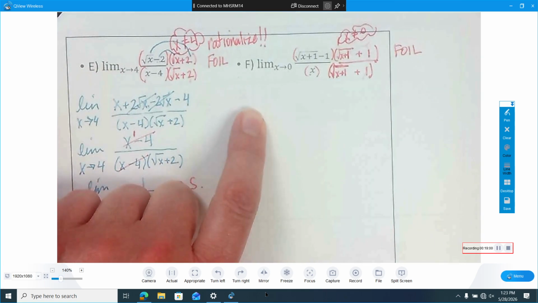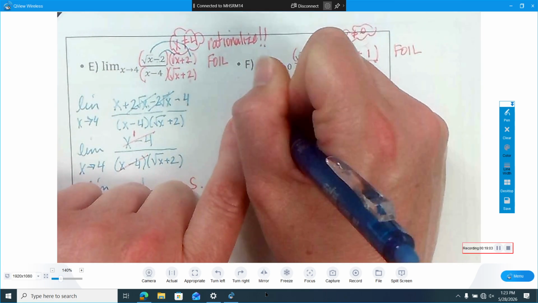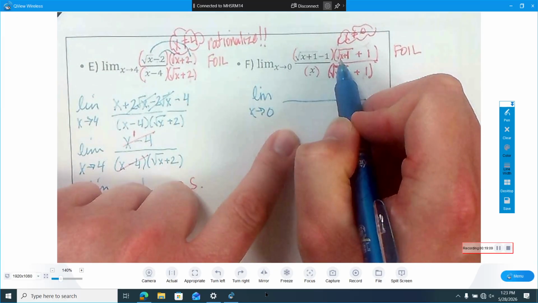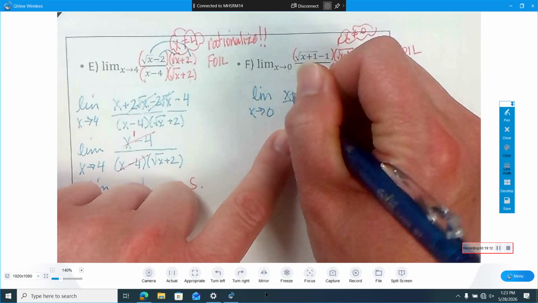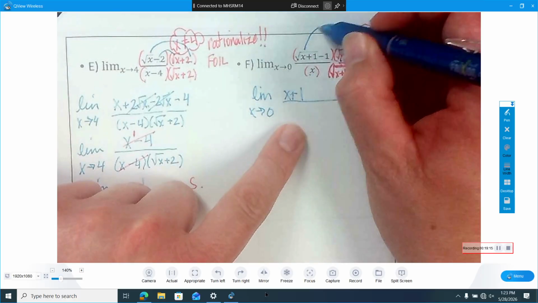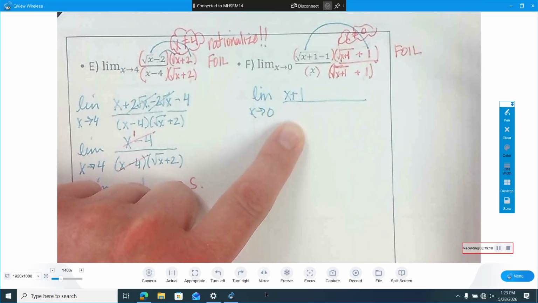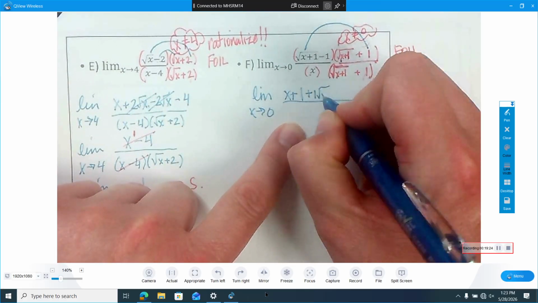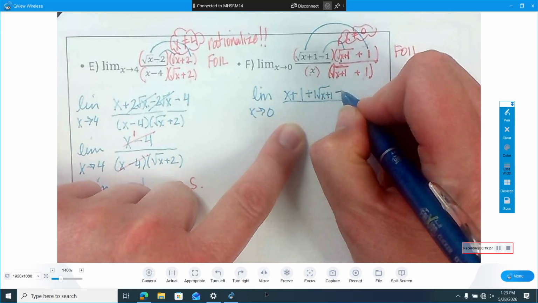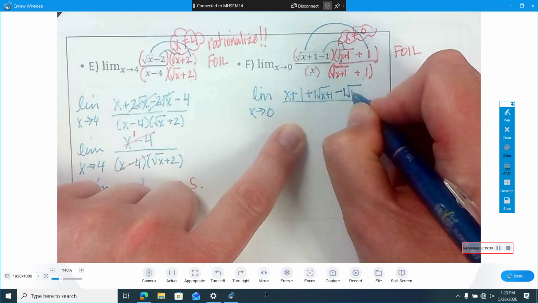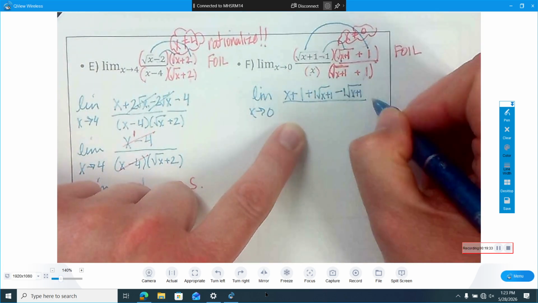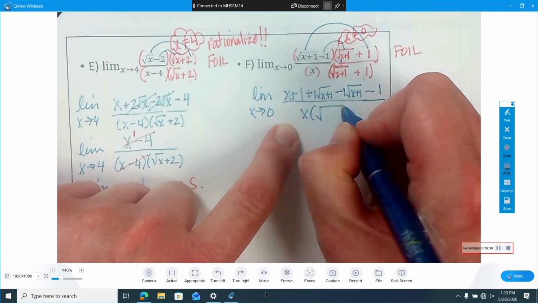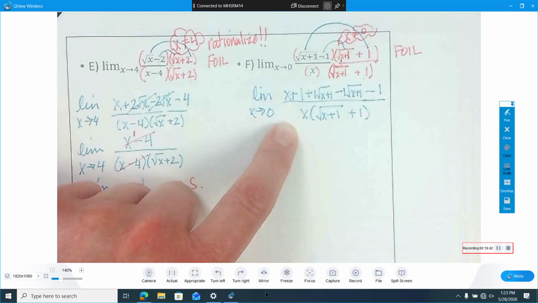So once again, I'm going to FOIL my numerator together, but I'm going to leave the denominator in bubbles. So I have the limit as x approaches 0, and my numerator, what is the square root of x plus 1 times the square root of x plus 1? Just x plus 1. The radical goes away. The outside is 1 radical x plus 1. I guess I'll write it down, but 1 square root of x plus 1. And the inside is minus 1 radical x plus 1. Okay. And then last times last is negative 1. My denominator, I have an x times the square root of x plus 1 plus 1.